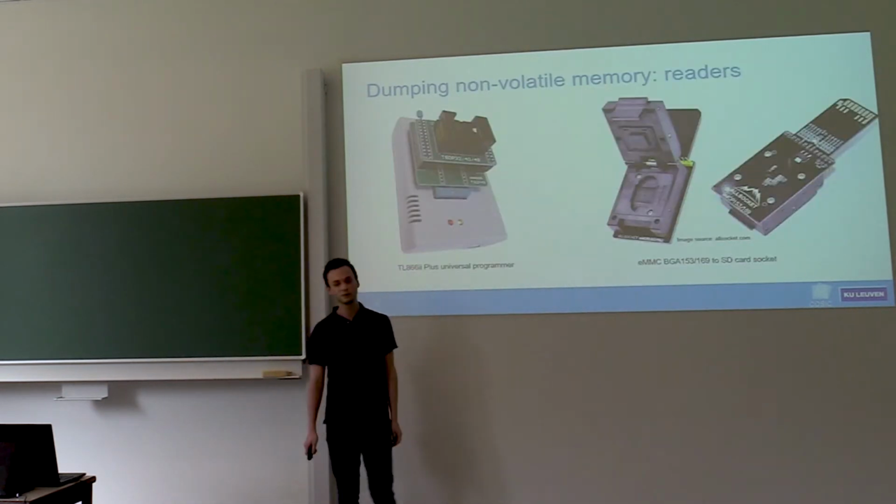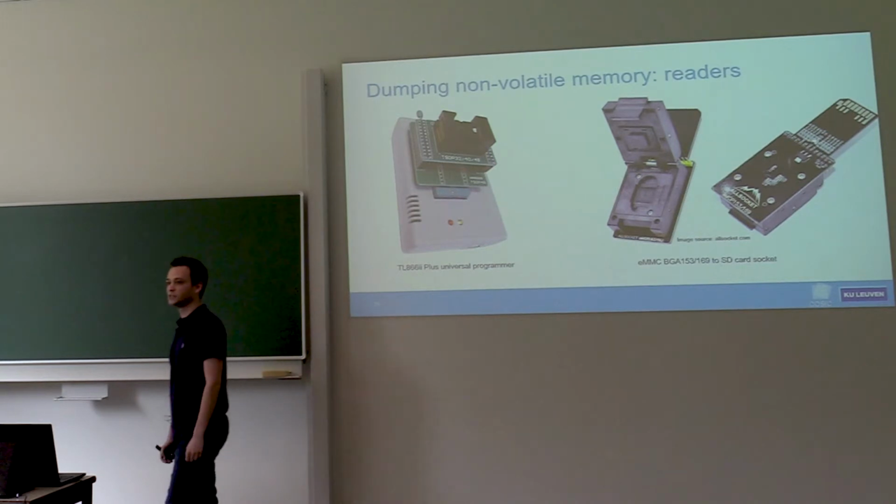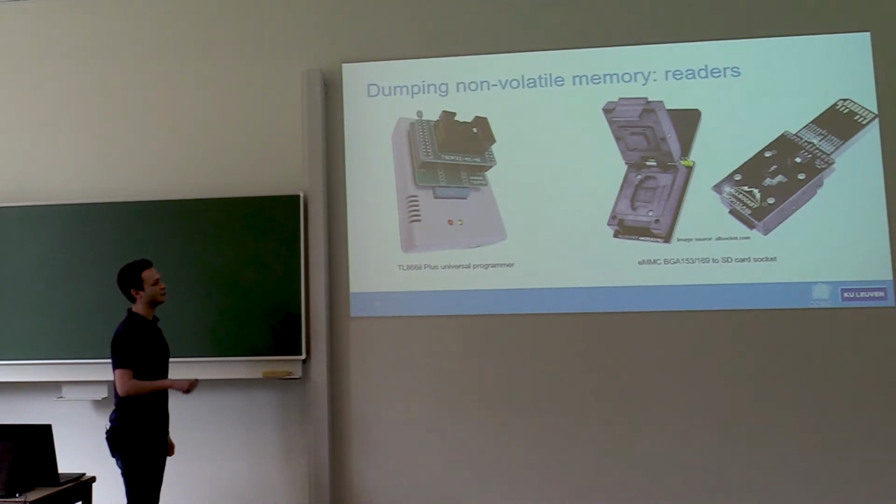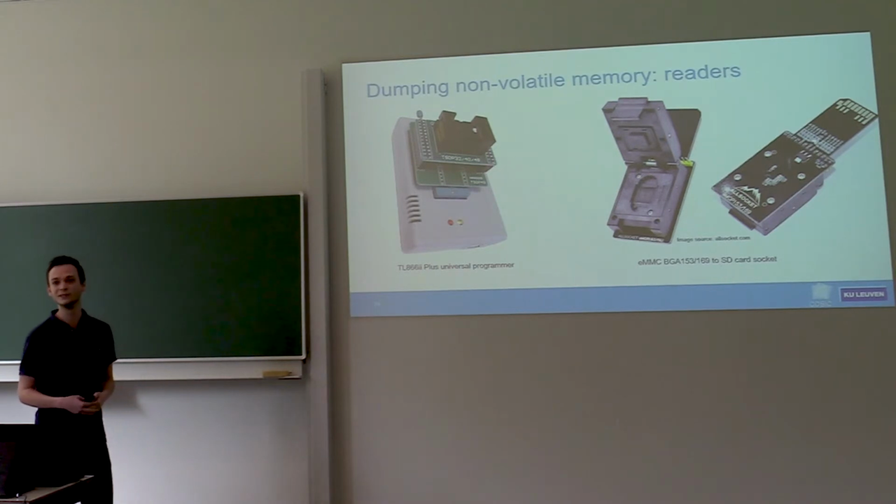Now there's a few kinds of readers. The one on the left is made in China. It's about 40 euros, I think, and it can read 15,000 different kinds of flash chips. If you want some sockets with it, you pay an extra 40 euros. So for 80 euros, you can read out almost every flash chip you can find.